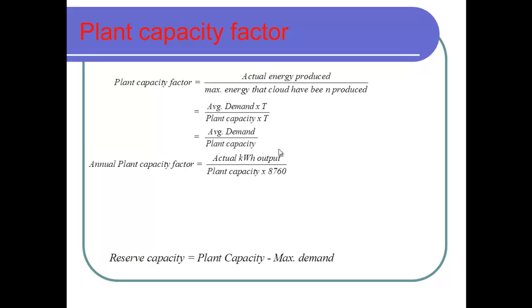If the load variation or the load demand needs only 50 megawatt of power on the whole day on average, then we have to generate only 50 megawatt of power on average. The remaining 50 megawatt of power, no need to generate. So the average demand 50 megawatt by plant capacity of 100 megawatt gives only 50%. That means only 50% of the generating station is utilized properly.